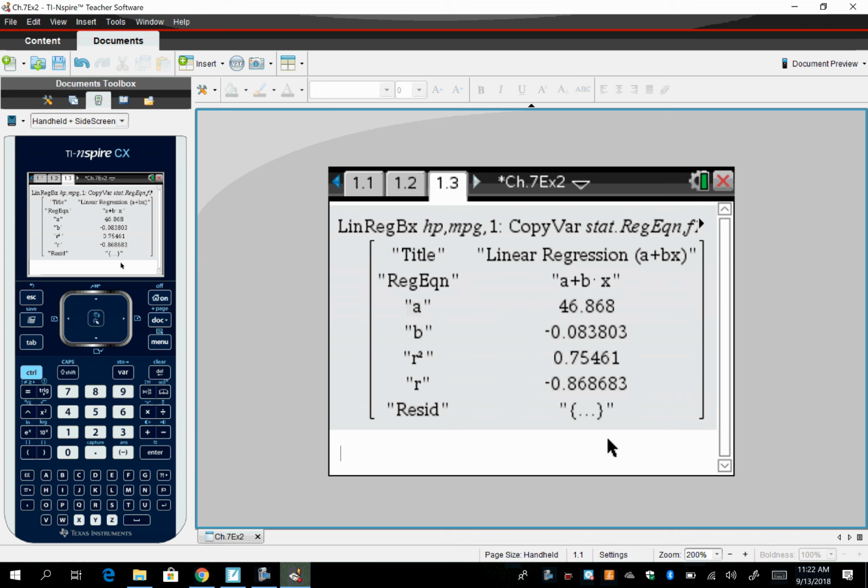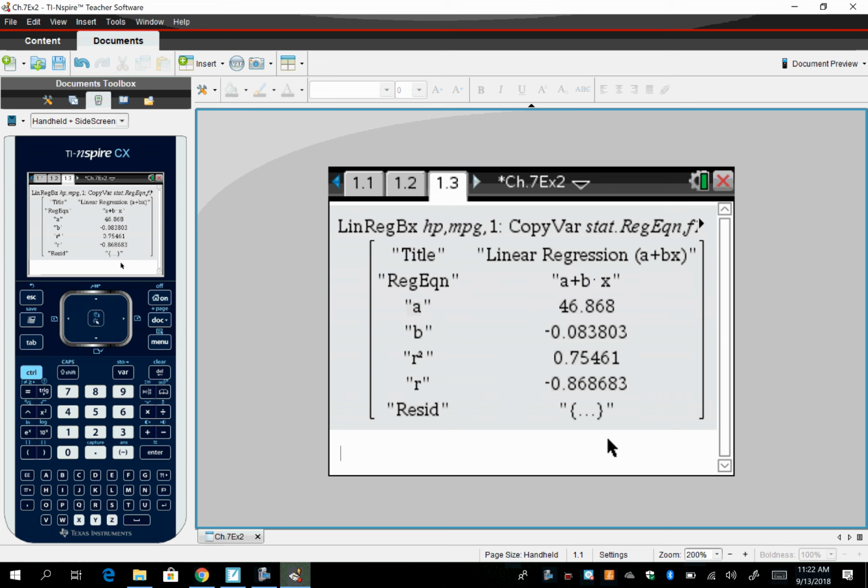Part D, here we go. Write a few sentences telling what the plot says about fuel economy. So we said that there is a negative linear relationship between the horsepower of a car and the fuel efficiency, so miles per gallon of that car. What can we write about it? The higher the horsepower, the lower the fuel efficiency, or miles per gallon. That's what I would write.